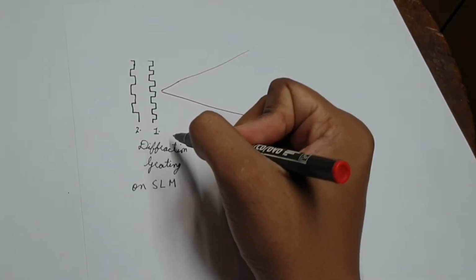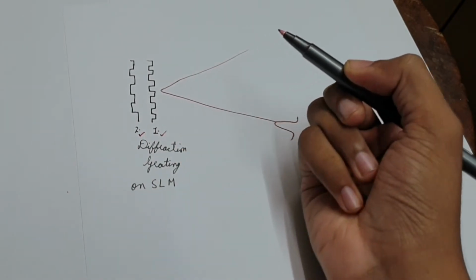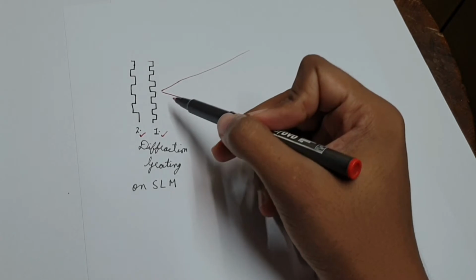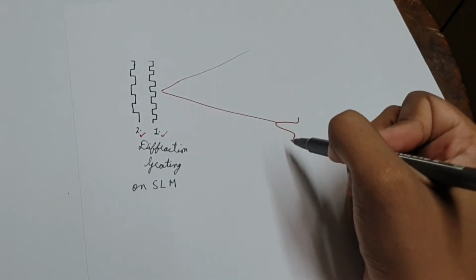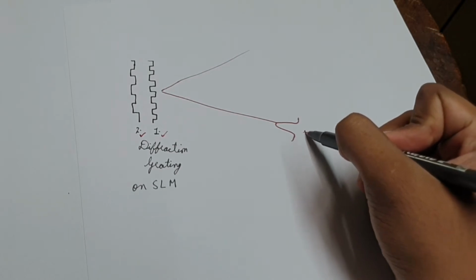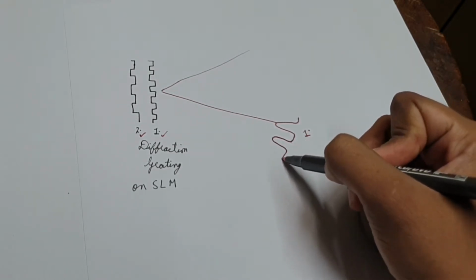In fact, we can have multiple diffraction gratings and we can mix them and put them together on our spatial light modulator. So instead of a single central maxima, we will now have two maximas, and therefore we can create two traps to trap different particles.